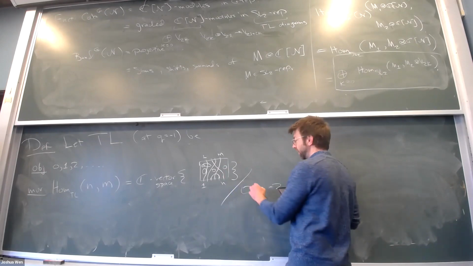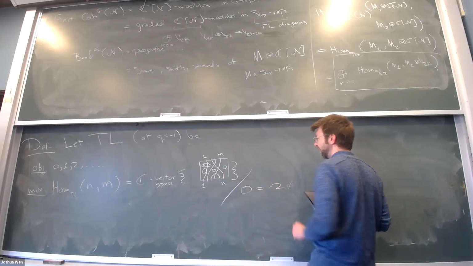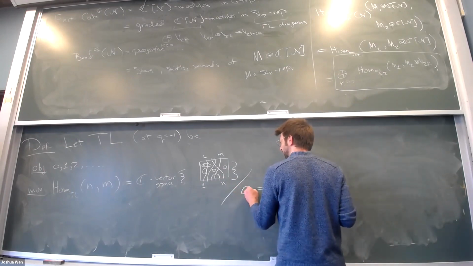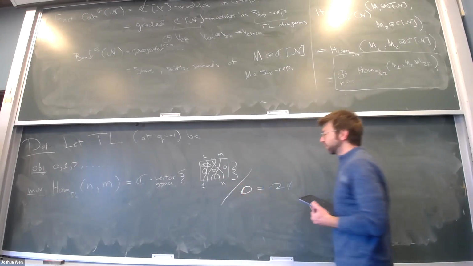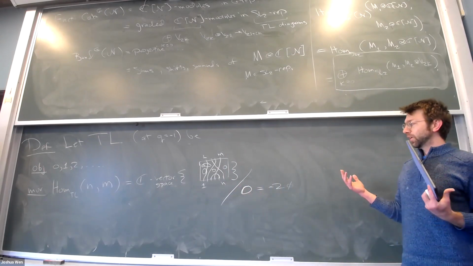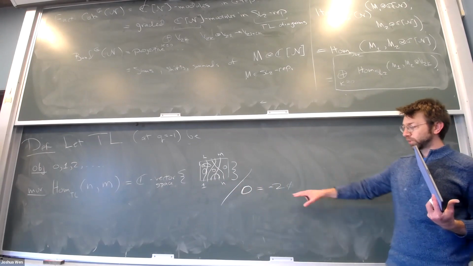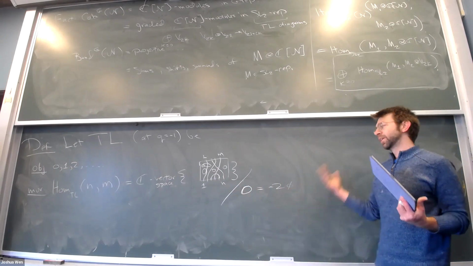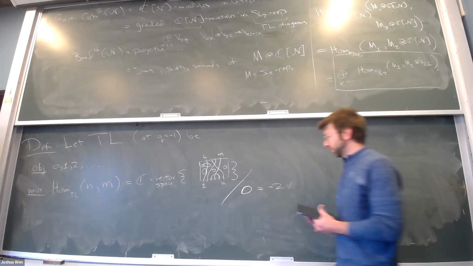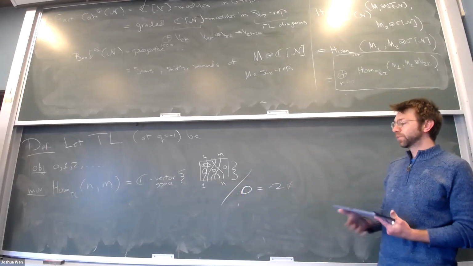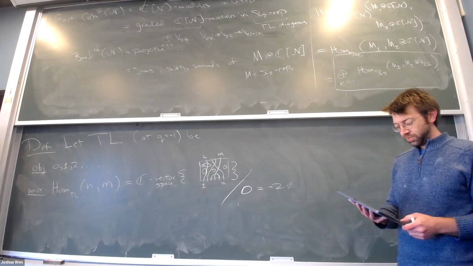These aren't oriented strands. They're not oriented. Actually, the fact that I can get away without orientations is related to the fact that this has to be -2. Yeah, there's an oriented version of the story where this is +2. But that's another story.